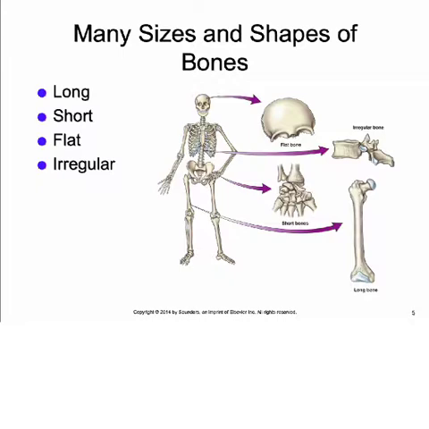Okay. Examples of flat bones would be the sternum, which is your breastbone, the bones of the cranium, your scapula, okay, just to name a few. And then irregular bones have unusual shapes, and they would be things like the coxal bone in your pelvis and the vertebrae. Okay.